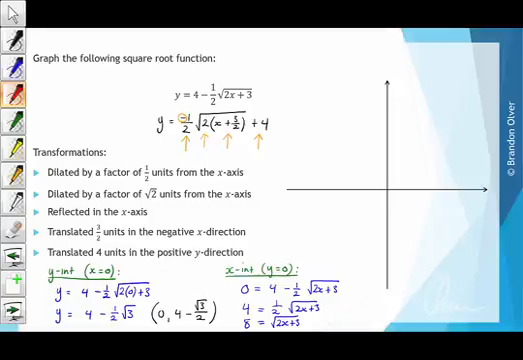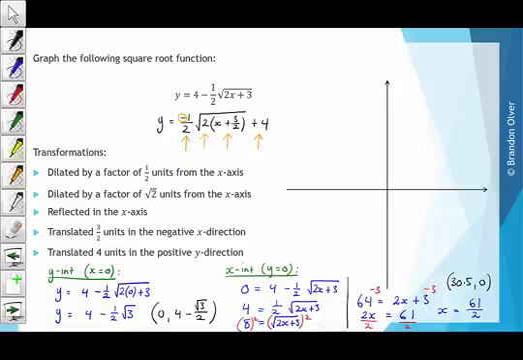Then if we square both sides, we find that 64 is equal to 2x plus 3. Subtracting 3 from both sides, we have 2x is equal to 61. And finally, if we divide both sides by 2, we get x is equal to 61/2. So this will give us the point (61/2, 0), which is (30.5, 0).